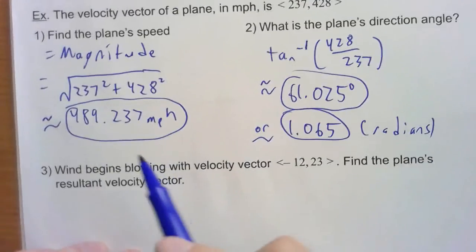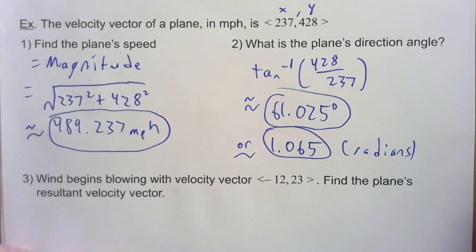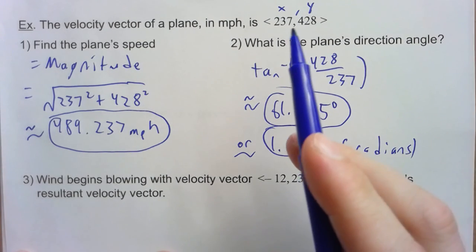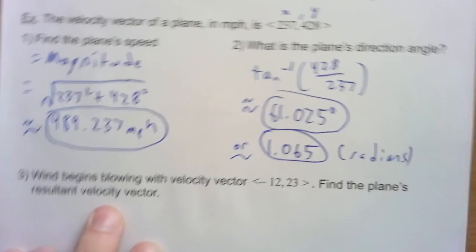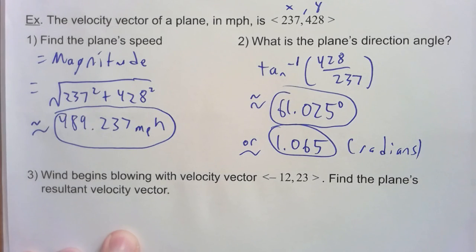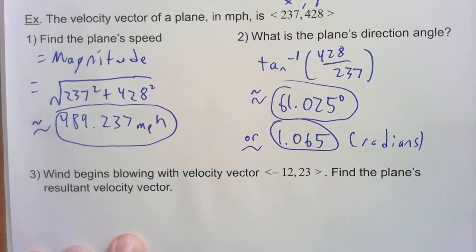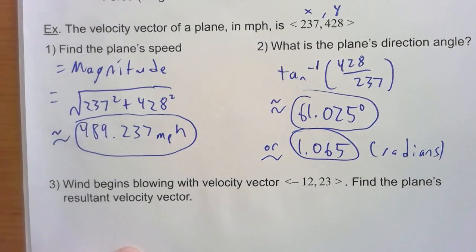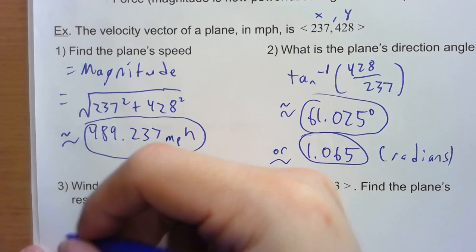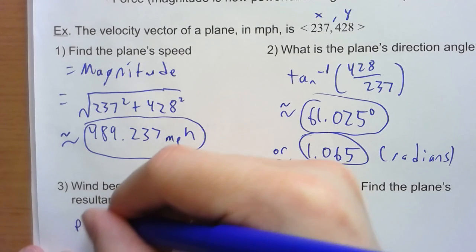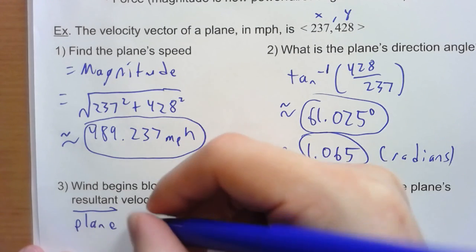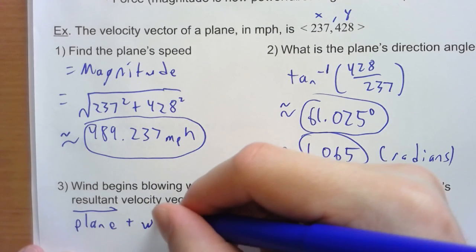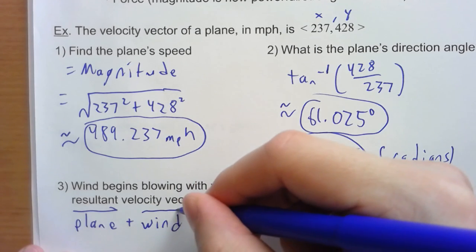All right, so now what about if wind starts blowing? This is how the plane is flying right now. What if the wind starts to blow the plane a little bit off course? Well, this is one of the reasons they like vectors a lot in physics, it's really easy to combine things. All you do is just add the plane and the wind vectors together. And you'll see in a second, it's really easy to add vectors.